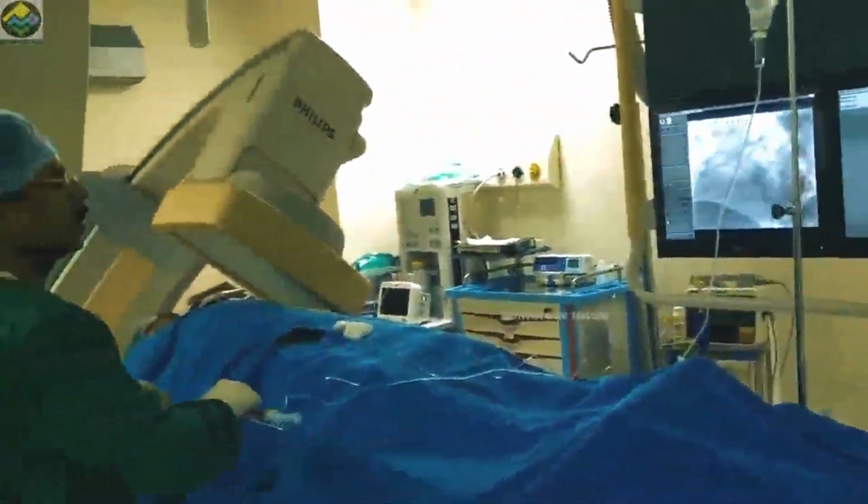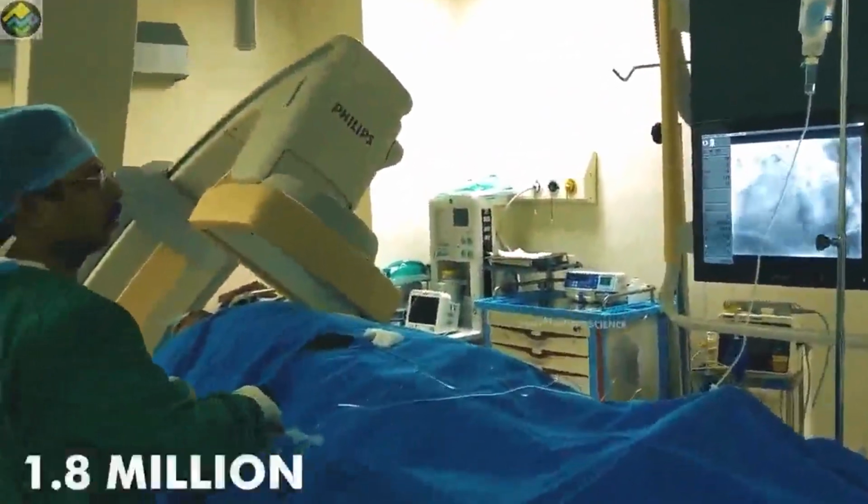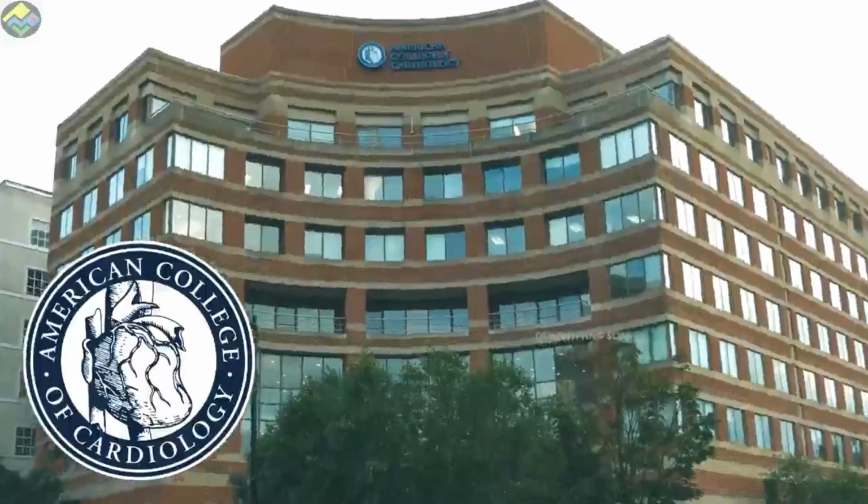Doctors perform more than 1.8 million angioplasties a year in the United States according to the American College of Cardiology. So let us see how angioplasty is performed.